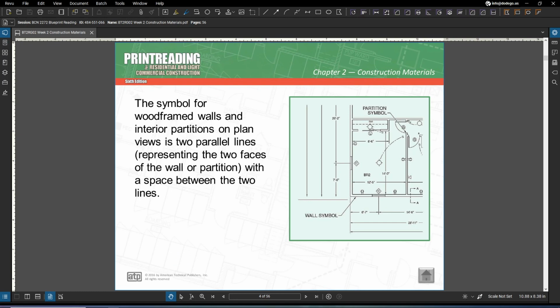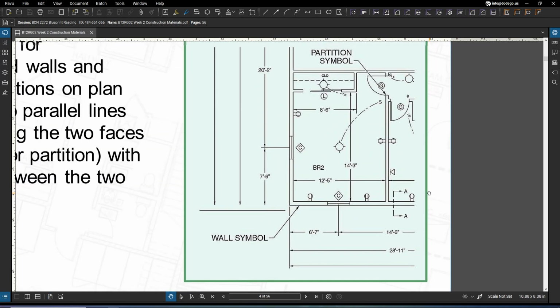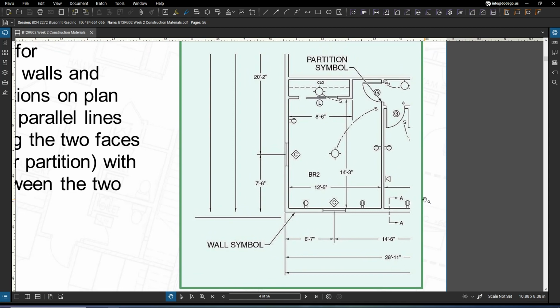So, the symbol for wood framed walls and interior partitions on plan views is 2 parallel lines. Now, this represents the 2 faces of the wall or the partition itself, with a space between the 2 lines. So walls are generally considered to be load-bearing, while partitions are considered to be non-load-bearing.